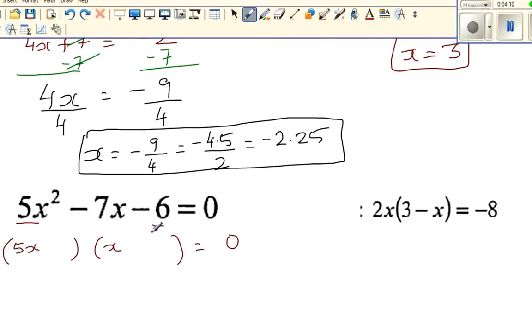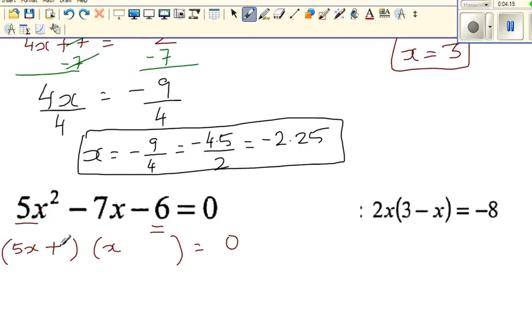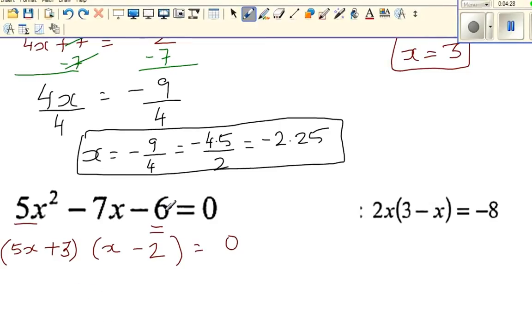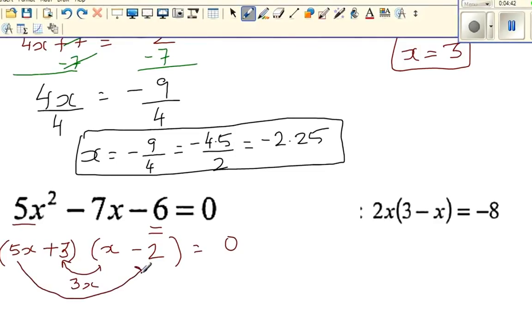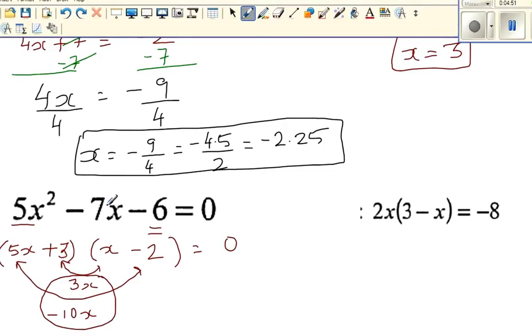Now I want to get this negative 6 by putting a number here and here. So what will happen if I put plus 3 and minus 2? Does it work? This does give me minus 6, 3 times negative 2. But you have to confirm whether you're getting the minus 7x. So you should check this. If you multiply this, this will give me plus 3x, and if you multiply this, this gives me minus 10x, and these two do give you minus 7x, so that's fine.